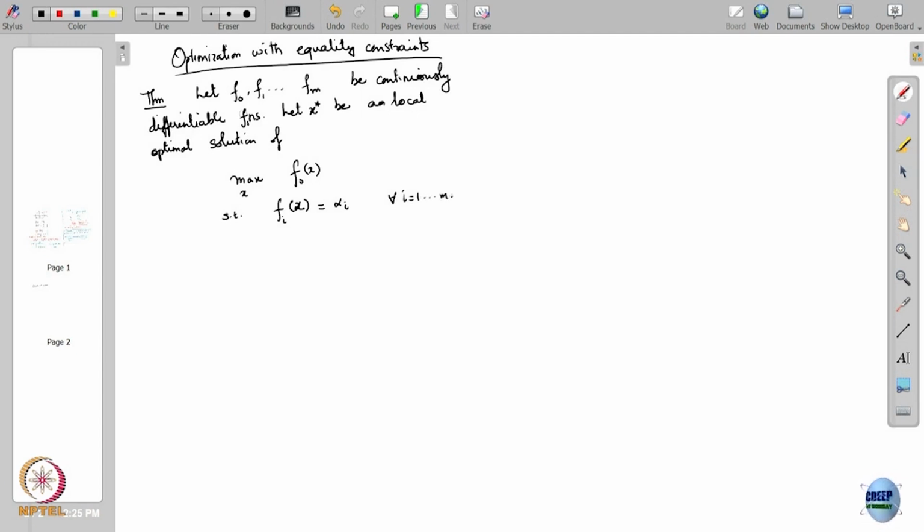So, there are m different equality constraints here. Okay, f1 of x equal to alpha 1, f2 of x equal to alpha 2, etc. All of them should hold. So, we are optimizing over the common region in which all of them are satisfied. Okay, and over that region, we are trying to find the x that maximizes f0 of x. Okay.